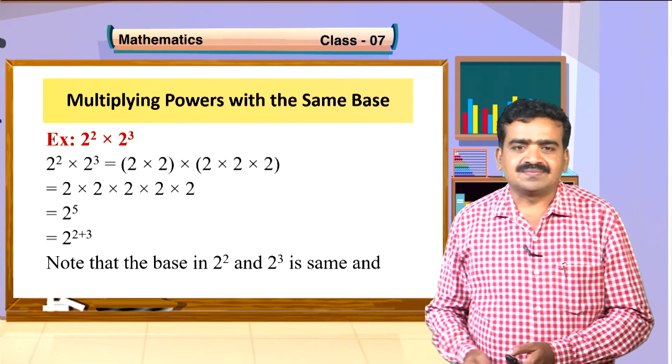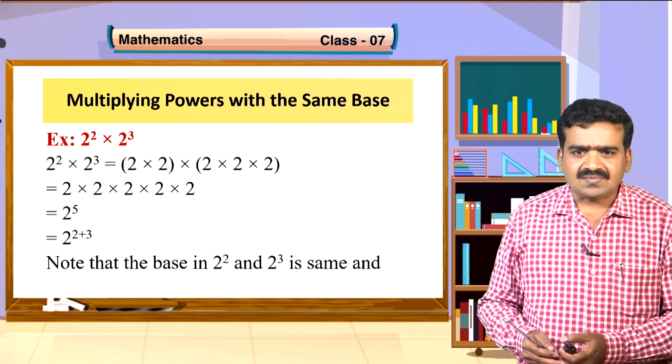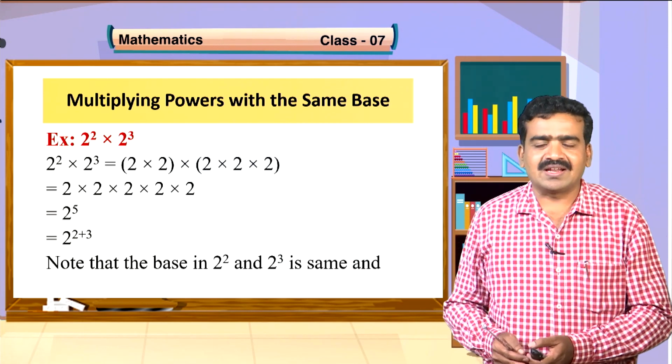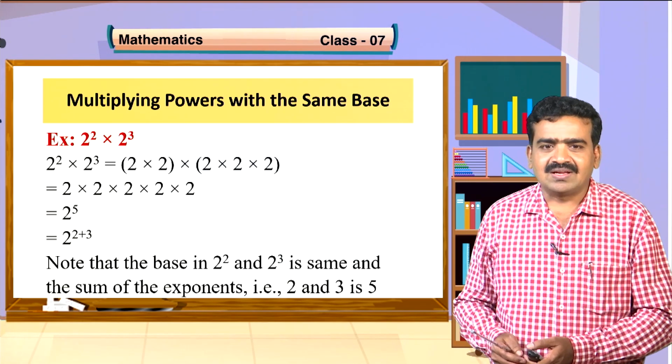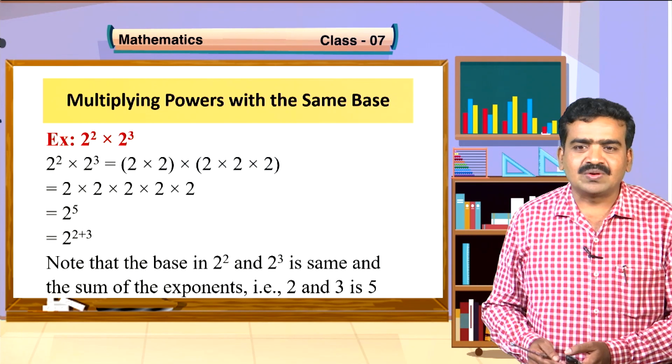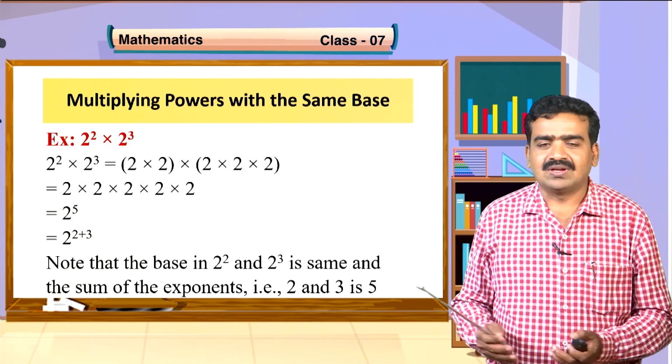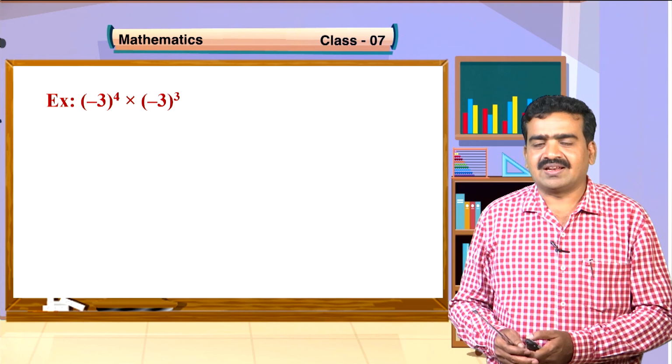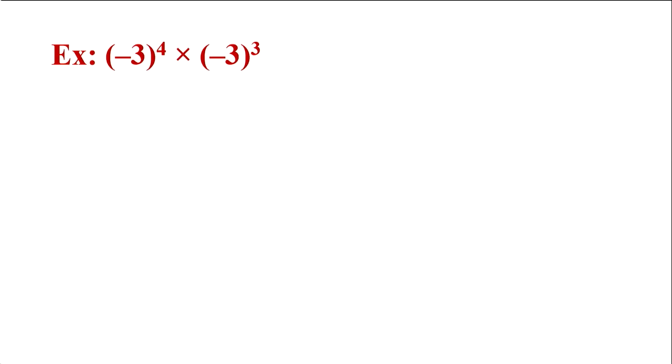So, that means here that in 2 square and 2 cube the base is same, and the sum of the exponents, that is 2 and 3, is 5. So, let us go with another example by taking a negative value. Here in this case, minus 3 to the power of 4 into minus 3 cubed.